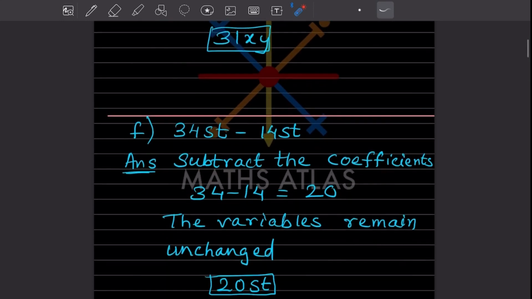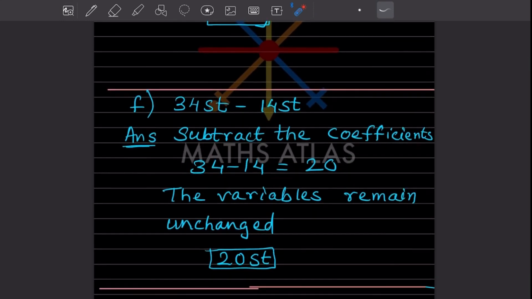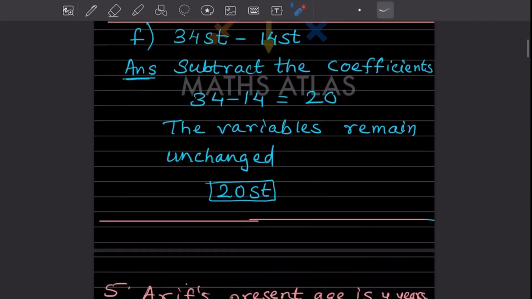Okay. Now here, see here, there is a subtraction problem. So 34 and 14 is 20. So you have to subtract. And of course the variables remain unchanged over here because there is a negative sign. So you will just write 20 ST.